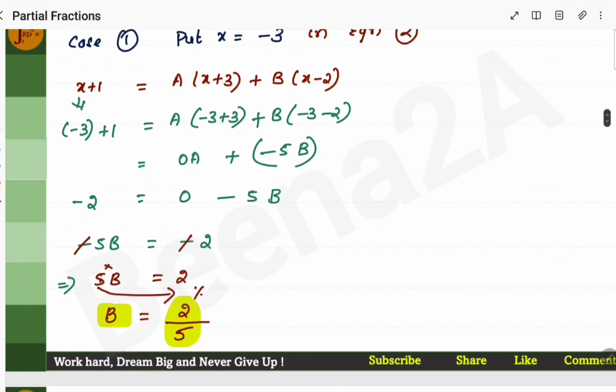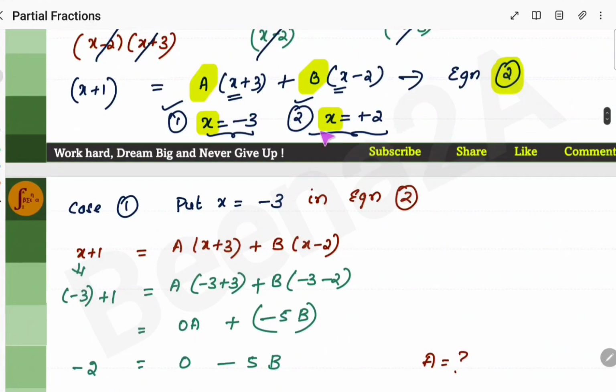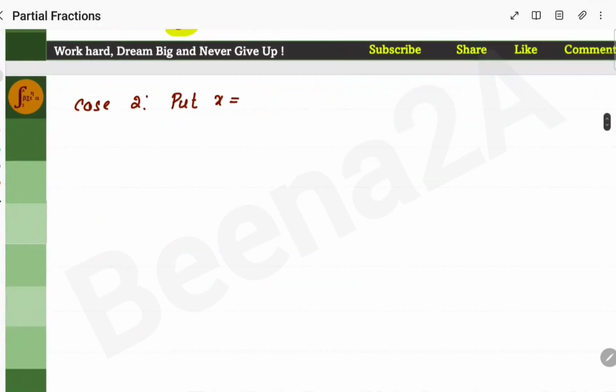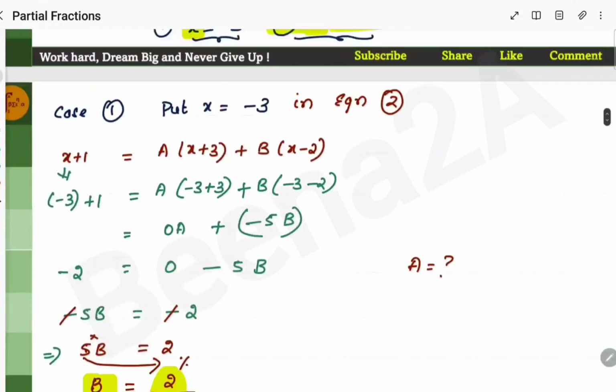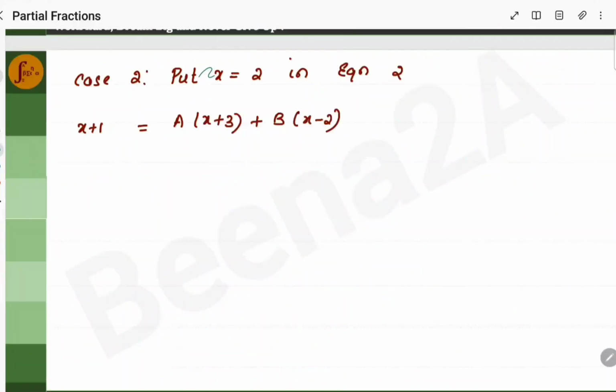Now what should I do next? I need to find the value of a. Now I'll take the value of x is equal to 2. The second case, right? The second case, I'll take value of x and put in this equation 2. Put x is equal to 2 in equation 2. Now let's copy the equation. Let's substitute value of x in this equation. So what I'll get? X is equal to 2.